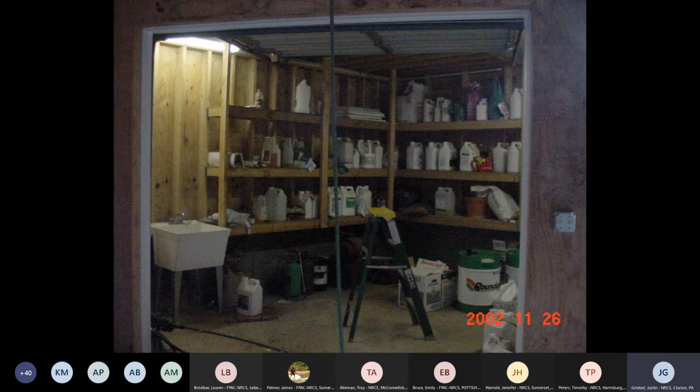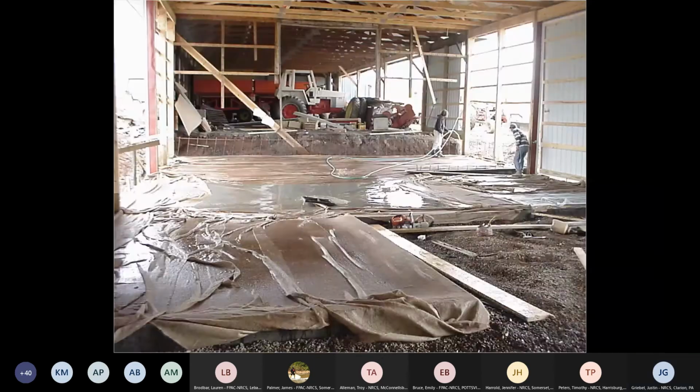Here's a warm room inside a facility. Could be a heated room to keep all the chemicals that can't be allowed to freeze. Here's a project when they're pouring the concrete inside that ag chemical handling facility there.